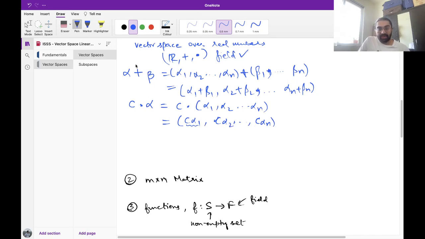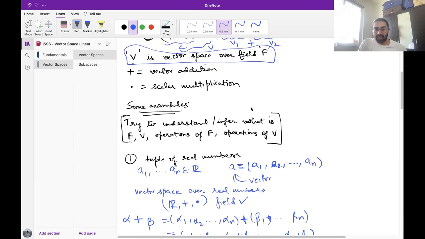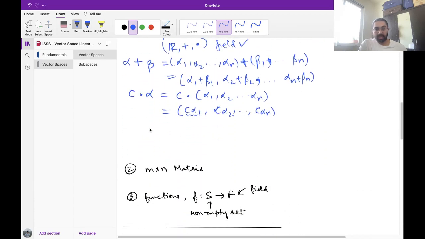Now my claim is that with these two operations, this tuple of real numbers is a vector space over the real numbers field. Okay, so for that, what you need to prove is all of these operations. V plus is abelian and stuff like that. So this vector space V, comma the plus that are defined here, is abelian, right? And the four properties of scalar multiplication.